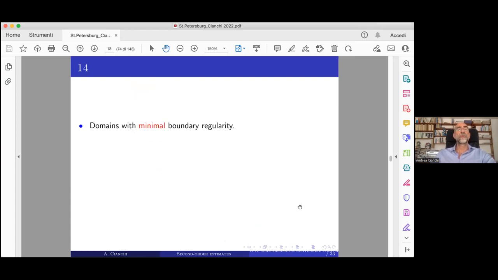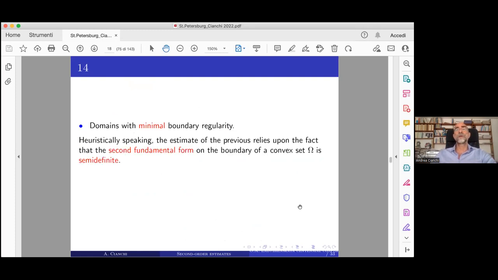Now, let me move to the question of weakening the regularity on the domain. So dropping convexity and looking for some kind of regularity of the boundary. The reason why for convex sets we don't need any extra regularity assumption is that when we integrate this pointwise inequality that I've shown to you, the divergence goes to an integral on the boundary. And that integral on the boundary, in case of convex sets, involves curvatures which have a sign. And the sign is the right one to get rid of the term in the estimates.